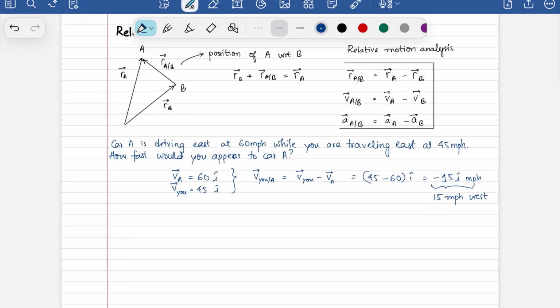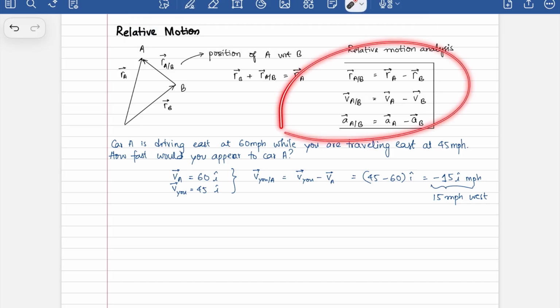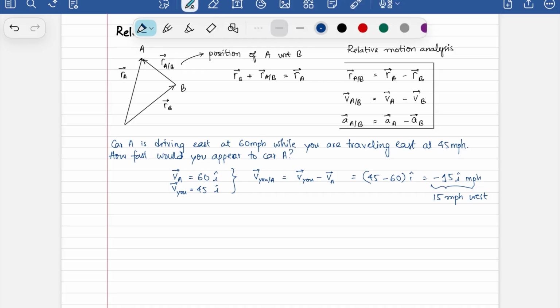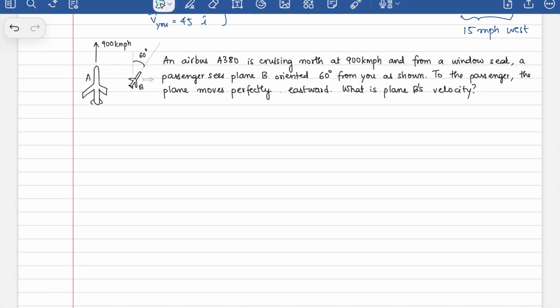Okay, so that's just an application of this here, except that now the vectors are all just aligned along the i hat direction. Let's do a more interesting problem. So I went ahead and wrote down the question. Take your time to read this. But essentially, there is this Airbus A380 that is cruising northward at 900 kilometers per hour, and you're seated in a window seat. You're looking at plane B that is oriented 60 degrees away from you.